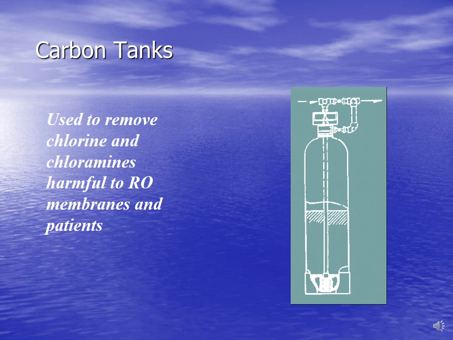Carbon tanks, on the other hand, are there to protect both equipment and the patient. Chlorine is still sometimes used as a disinfectant, and chloramines are used as a disinfectant. Chlorine will destroy RO membranes, and carbon tanks can remove the chlorine. Chloramines, on the other hand, can cause hemolysis in our patients, and the carbon tanks remove chloramines. The chloramines cannot be rejected by the RO membrane, therefore some other method of removing is required, and the most practical and efficient way for us to do that is with the carbon tanks.